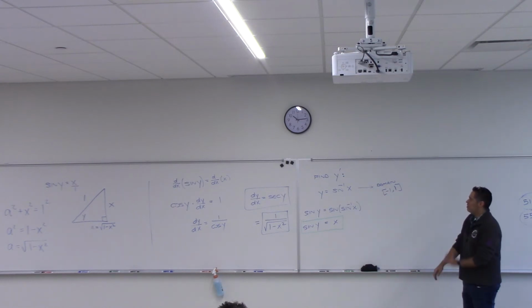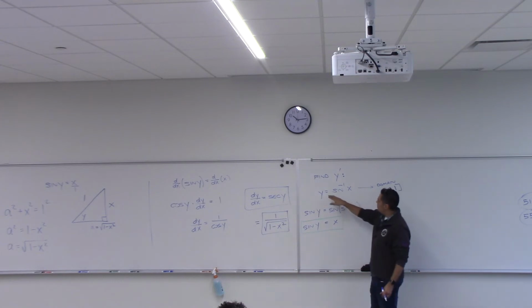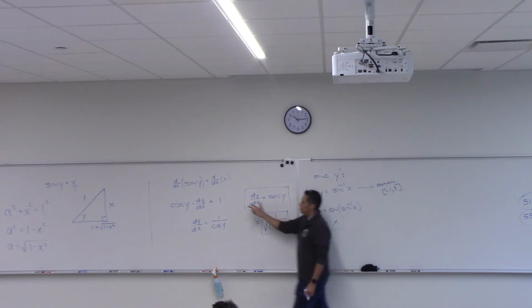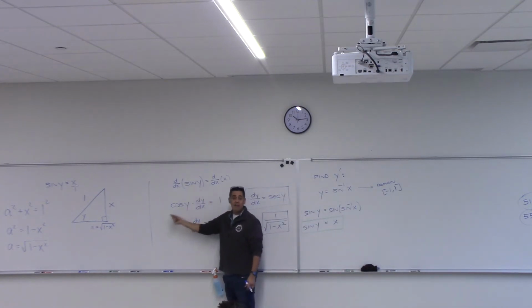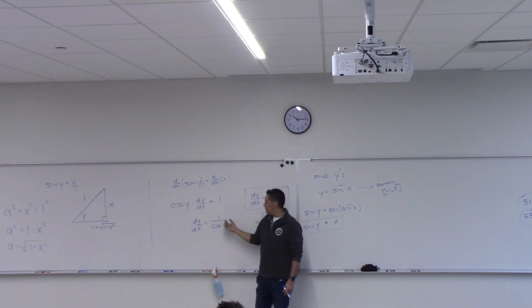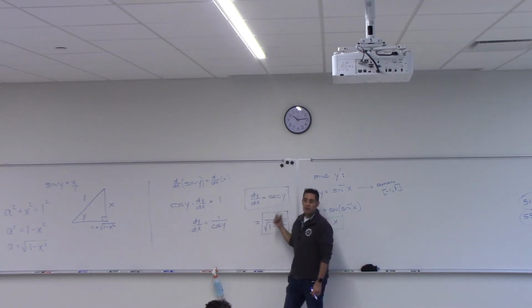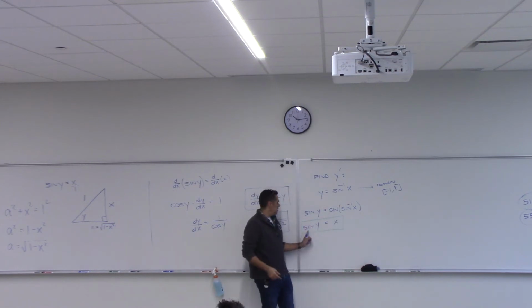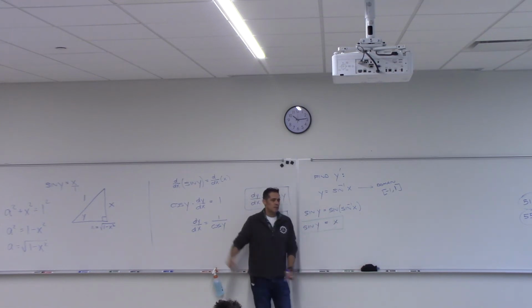What's most important here is this method. If I'm trying to find the derivative of an inverse trig, like let's say this was cosine inverse, I would take cosine of both sides, so cosine y is x. I would do implicit differentiation: the derivative of cosine y would be negative sine y dy dx equals 1. Then I'd solve, and draw my triangle based on a different relationship, cosine y is x. Draw your triangle.